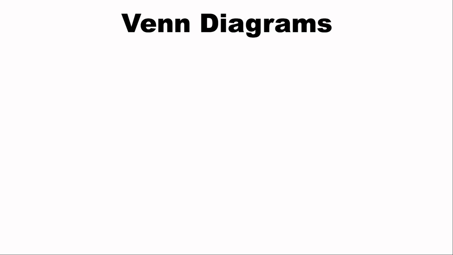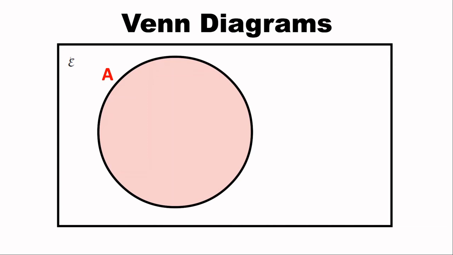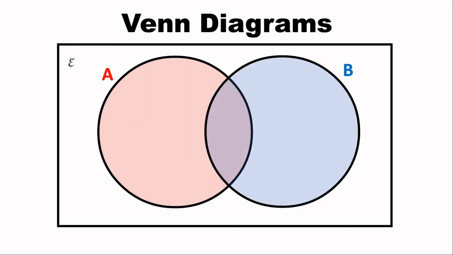Venn diagrams involve a rectangle, which represents the universal set, and within that universe, we'll have some subsets. Subset A, for example, and subset B. Now, they won't always be drawn in this same way, but in this particular case, subset A intersects with subset B, right here in the middle.